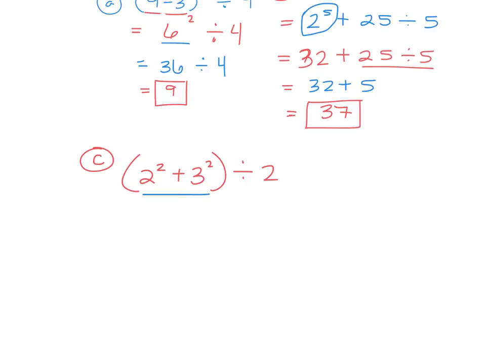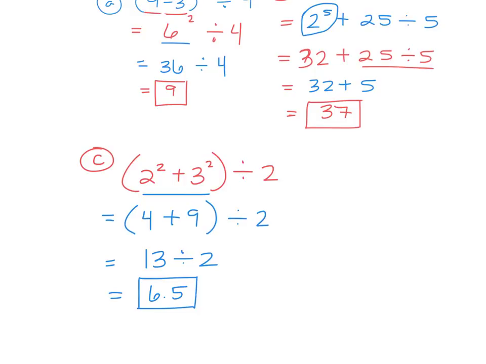Exponent. So we're going to do 2 squared is what? 4. And 3 squared is 9. And then still divided by 2. Okay. Now you can simplify what's in the parentheses. What's in our parentheses? 4 plus 9, which would make what? 13. Okay, so now we have 13 divided by 2, which gives us an answer of 6.5. Okay? Questions on that?